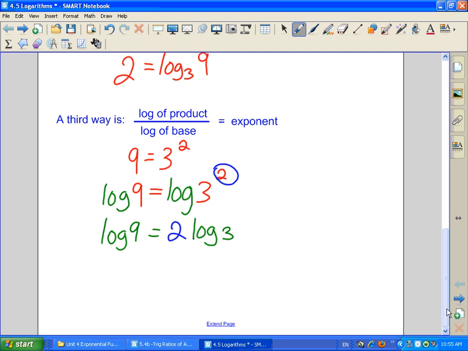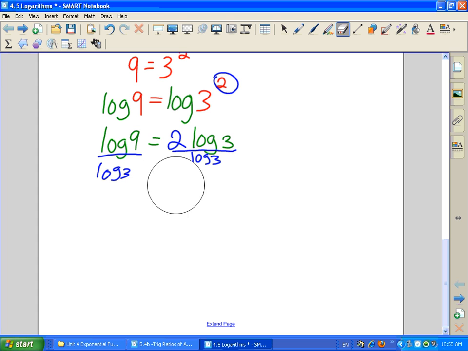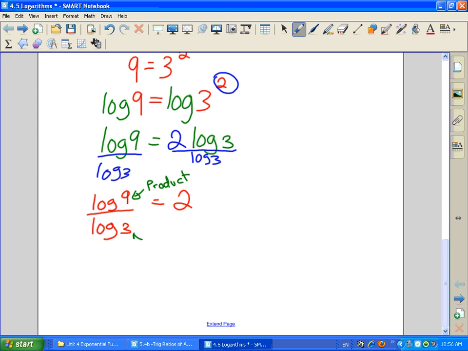And then if I wanted to get the exponent by itself, I'm going to leave 2 there. I'm going to divide both sides by log 9, or sorry, log 3, my fault. So what does that equal, ladies and gentlemen? If I have my exponent here, 2 equals log 9 over log 3. And again, what does this represent? Log of the product over log of the base equals my exponent.